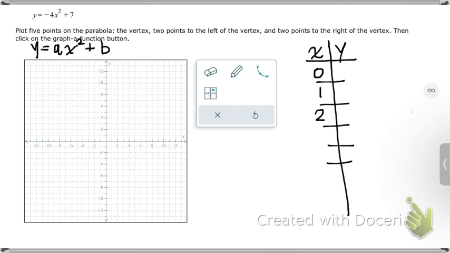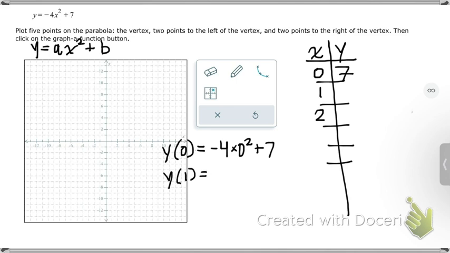And what are the outputs? So I'm going to plug in here. This notation, that means I'm plugging in a 0 for x. I could read that as y of 0. It's not exactly function notation, but I'm going to talk about it as if it were. So what do I have? Negative 4 times 0 squared plus 7. All right, well, this is all 0, right? 0 times anything is 0, and then plus 7. So I got my y output there.